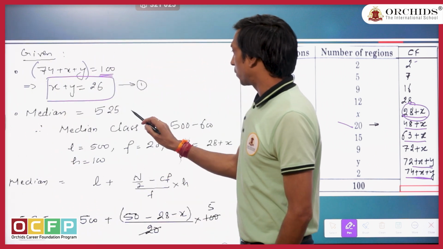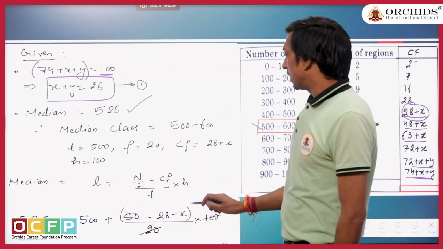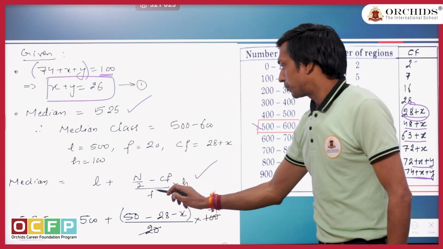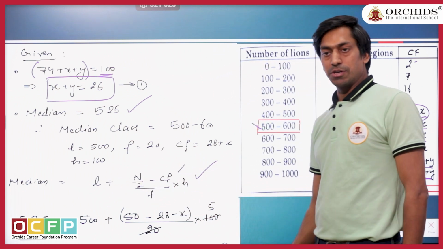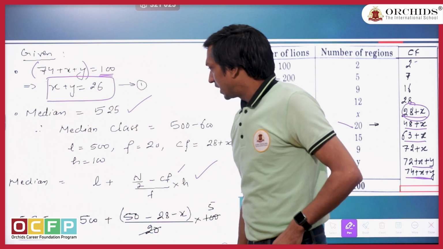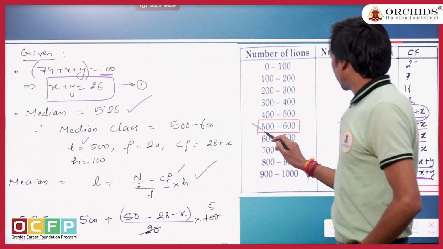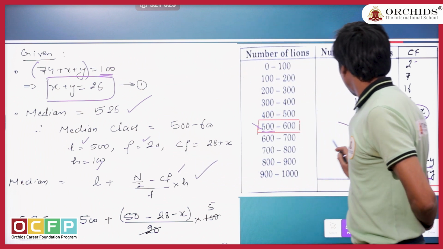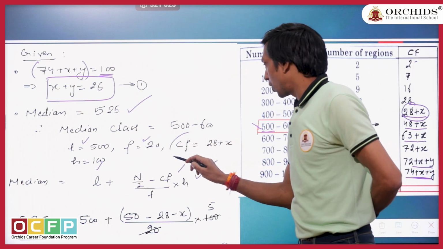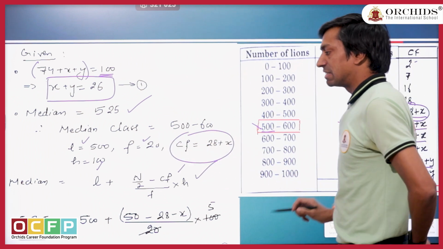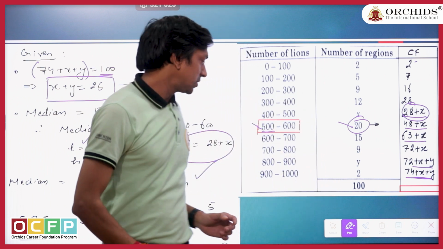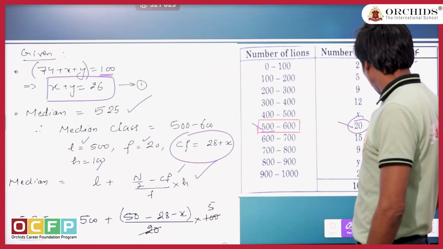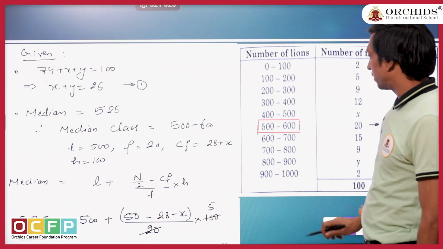The second equation comes from the formula of median. The formula we are using is lower limit plus (n by 2 minus cf) upon f into h. We know the respective values and will take them from the table. Lower limit is 500, the class size is 100, frequency is 20, that is the median class frequency, and cf is the cumulative frequency of the preceding class. When we substitute the values, we'll get one more equation, and from that equation we'll get the value of x.